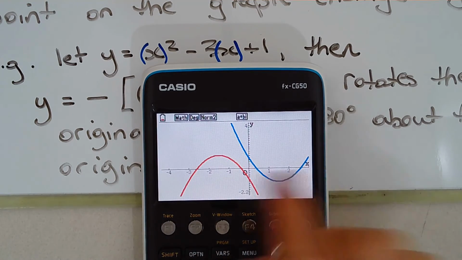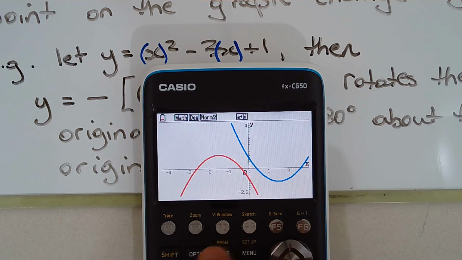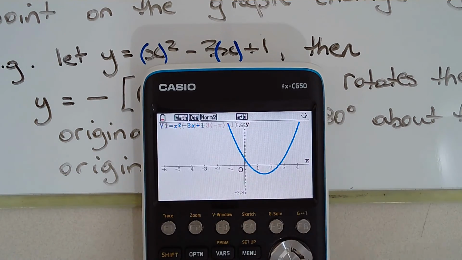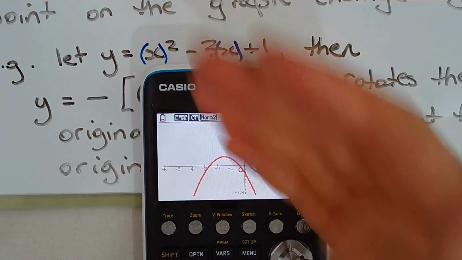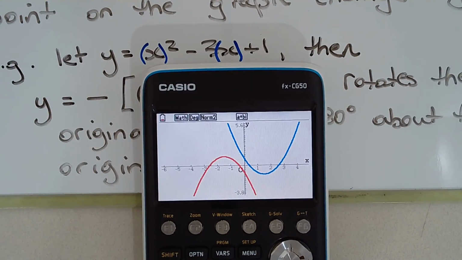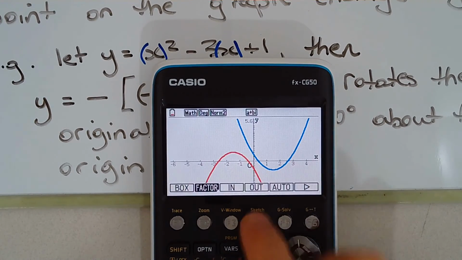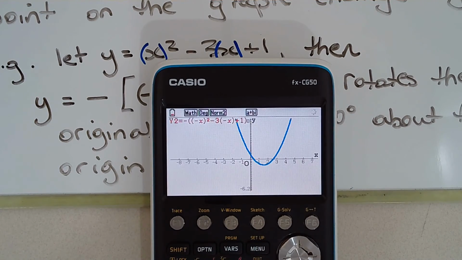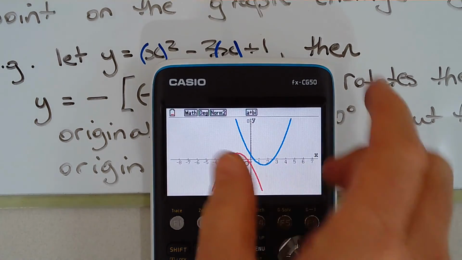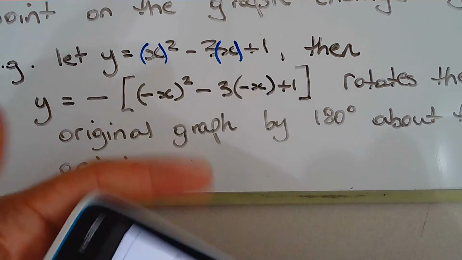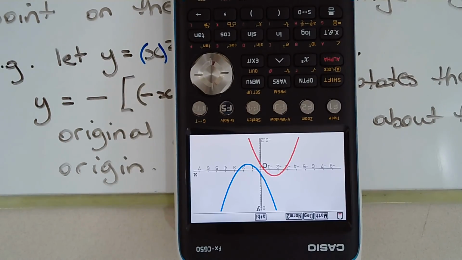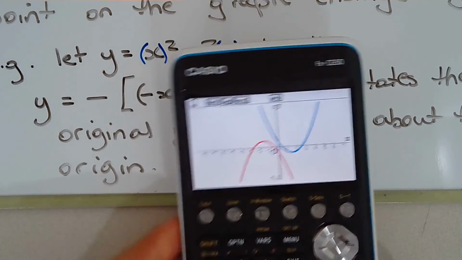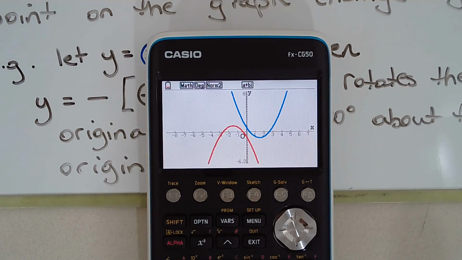So you can see that the blue parabola, the original parabola, has been reflected in the y-axis, but then it's been reflected in the x-axis as well. I'll zoom it out one more time. We can see there that there's been a rotation of 180 degrees. In fact, if I turn the calculator upside down, you can see that the shape is still the same, except the color's changed, obviously. And that's our rotation around the origin.